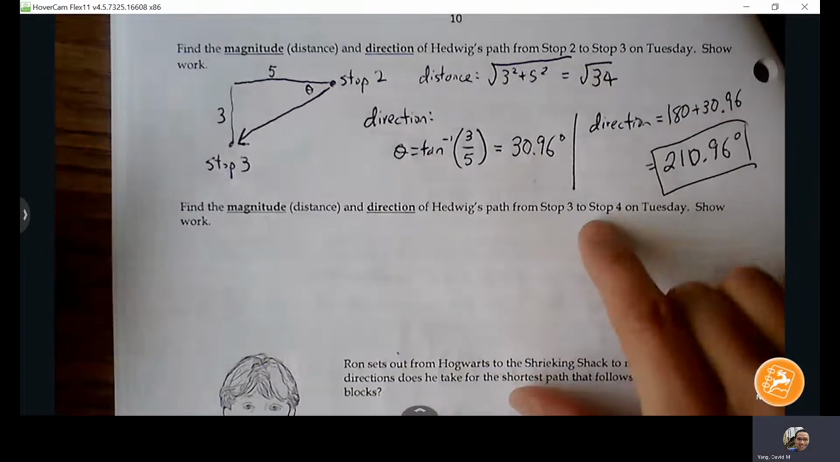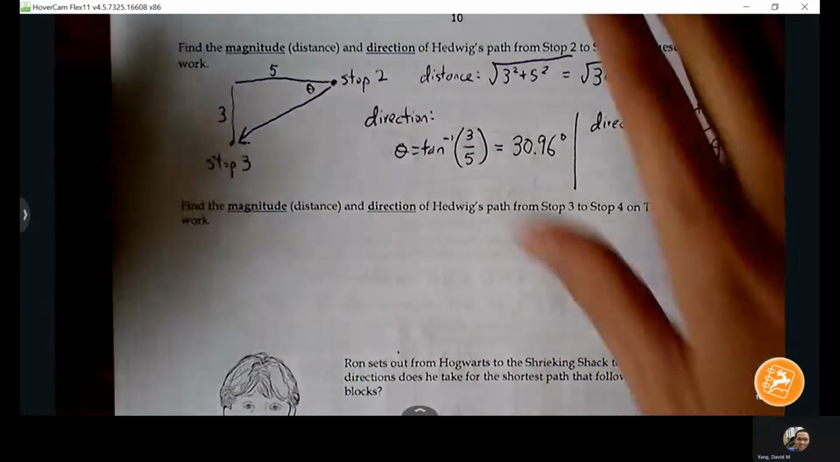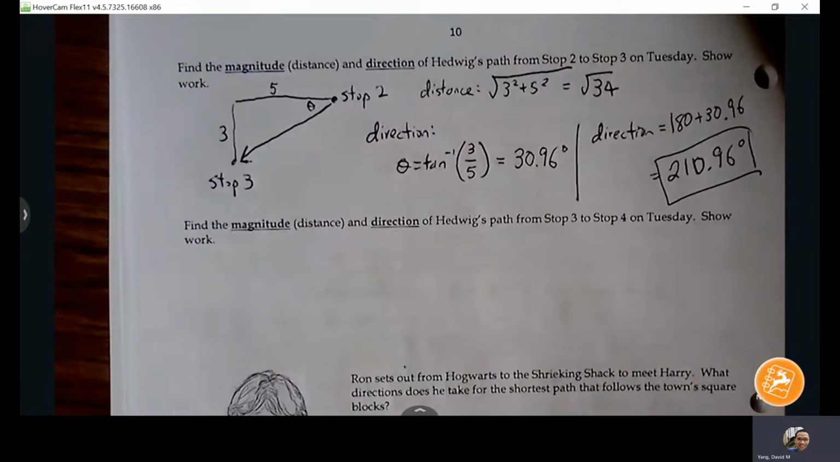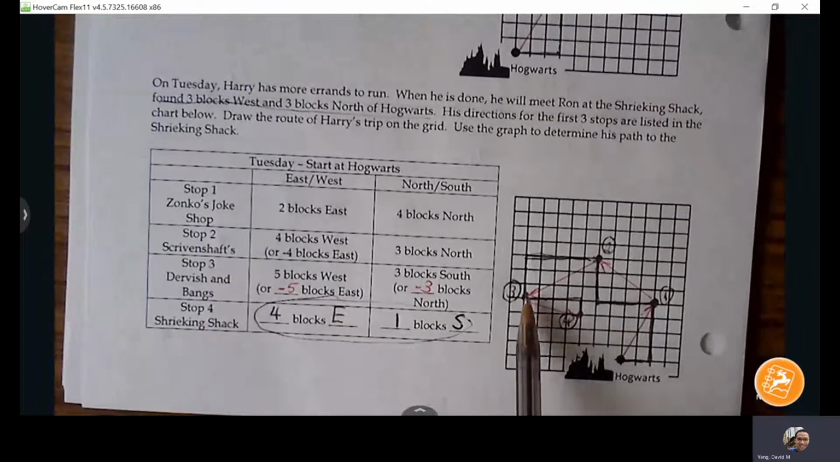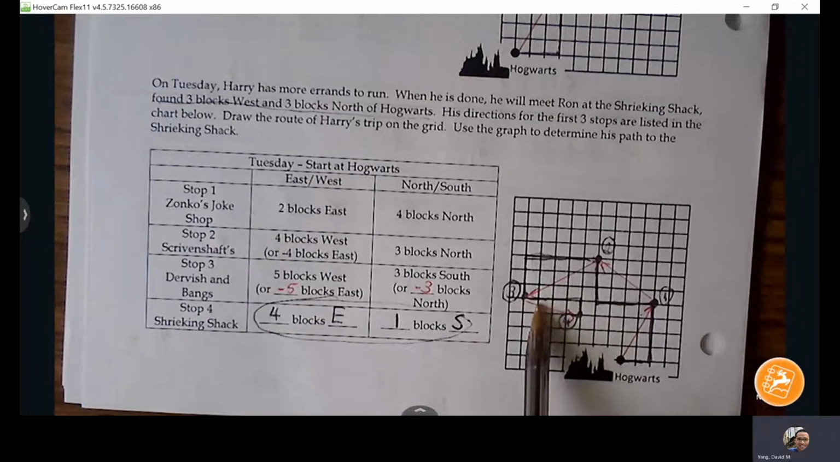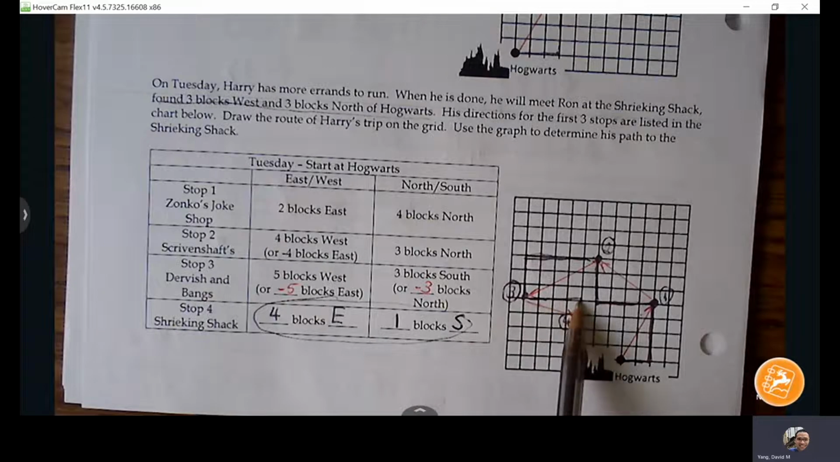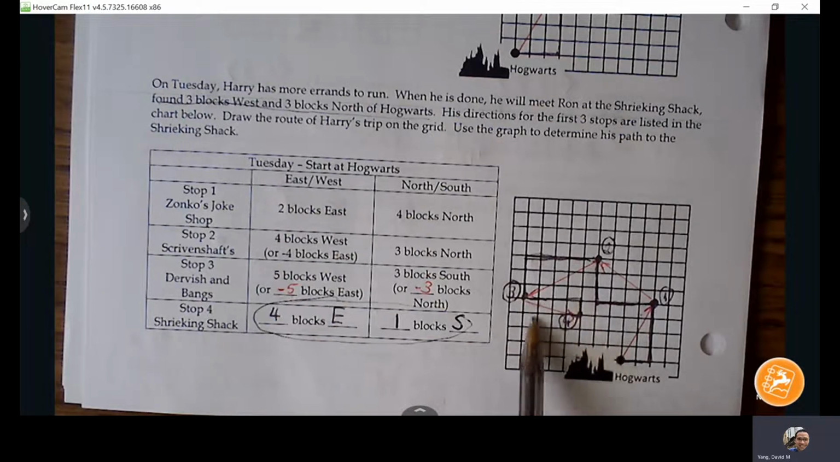Okay, stop 3 to stop 4. Look at your diagram. Okay, stop 3 to stop 4. There's my vector. There's my horizontal. There's my vertical component. There's my triangle there.